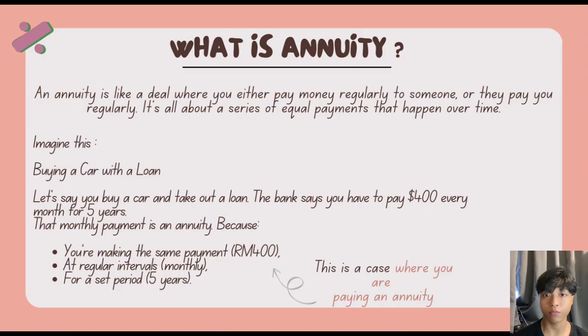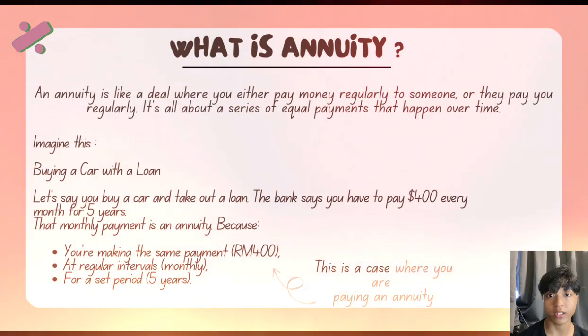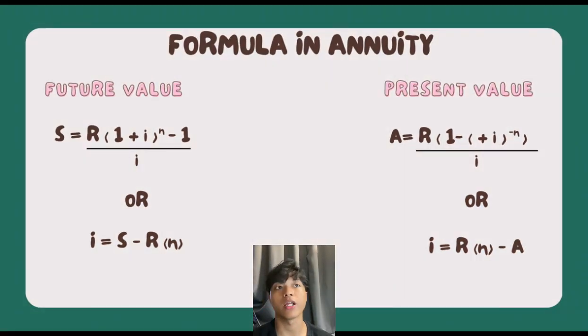The bank says that you have to pay 400 ringgit every month for 5 years. The monthly payment is an annuity because you are making the same payment, which is 400 ringgit, every month for a set period of 5 years. So this is a case where you are paying an annuity. There are actually two formulas for the annuity, future value and present value. Let's take a look at the future value first.